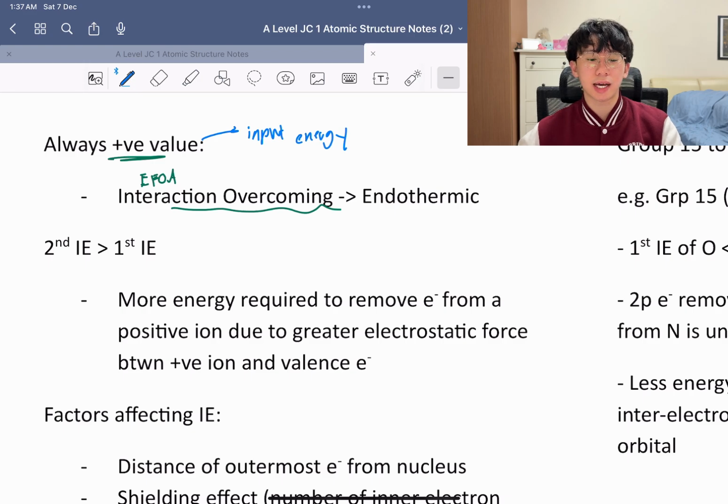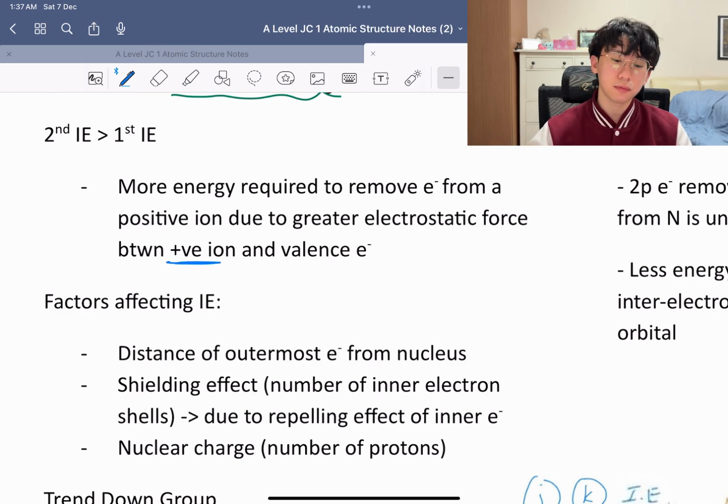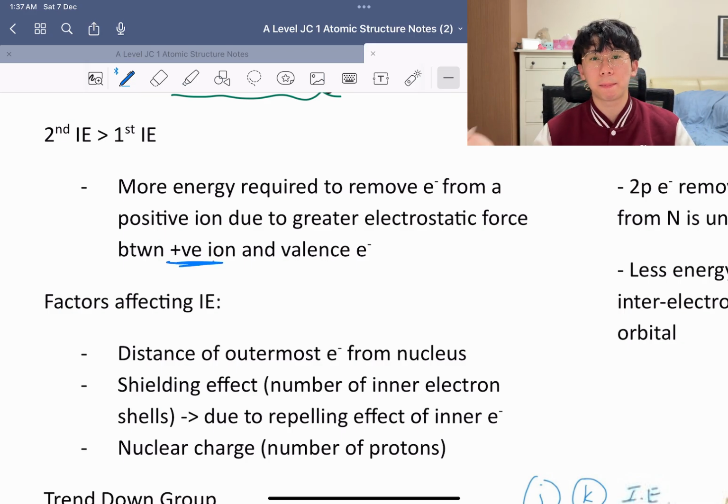In general, the second ionization energy is greater than the first ionization energy, because after removing an electron from an atom, it becomes positively charged. When you try to remove an electron from a positively charged ion, it's harder because the ion has positive charge and electrons have negative charge. There's going to be a stronger force on the second electron and moving forward as well.